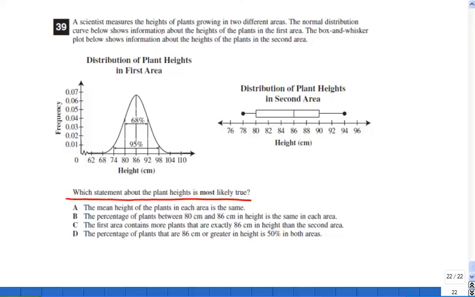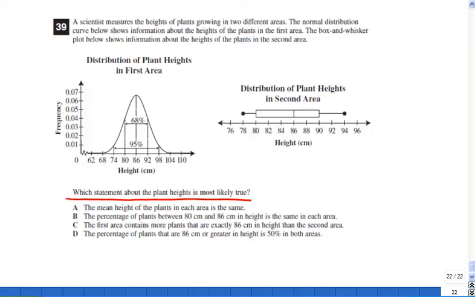A scientist measures the heights of plants growing in two different areas. The normal distribution curve below shows information about the heights of the plants in the first area. The box and whisker plot below shows information about the heights of the plants in the second area. Okay? Now, which statement about the plant heights is most likely true?